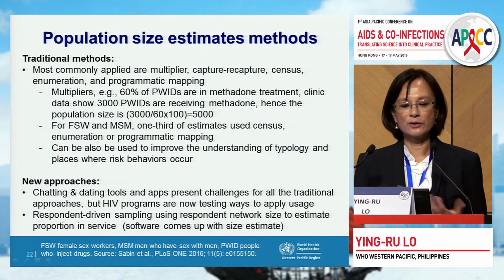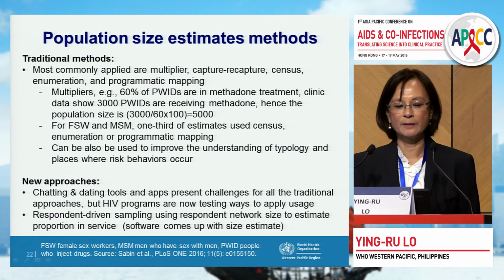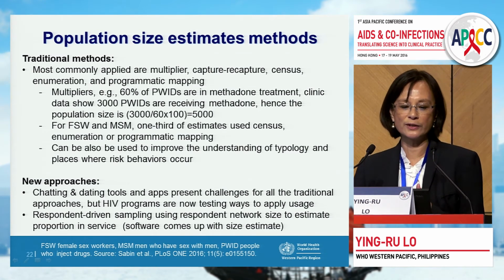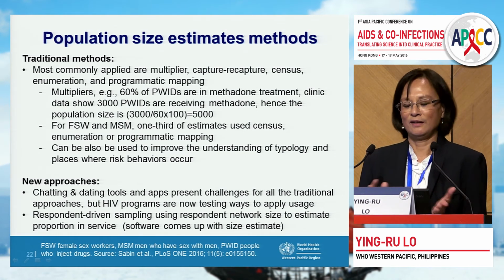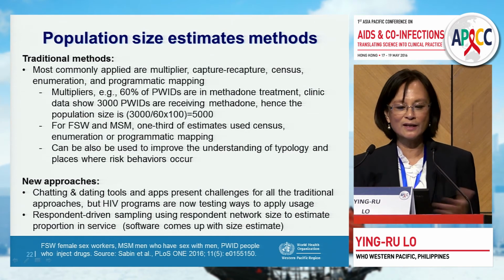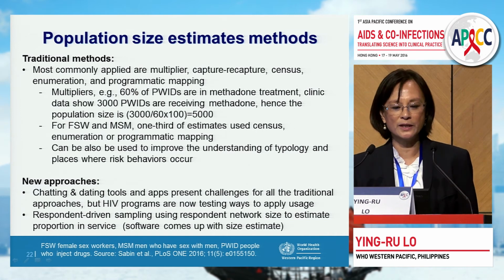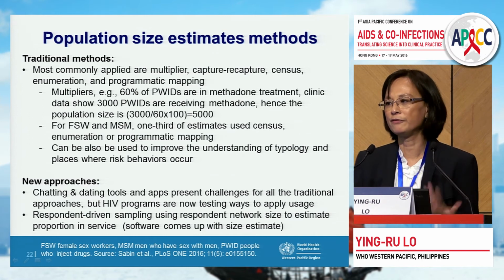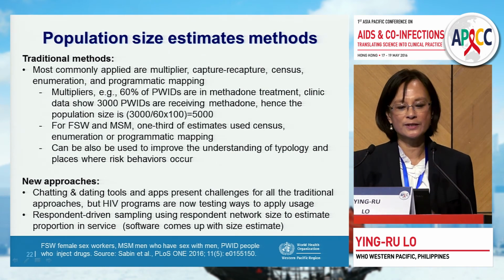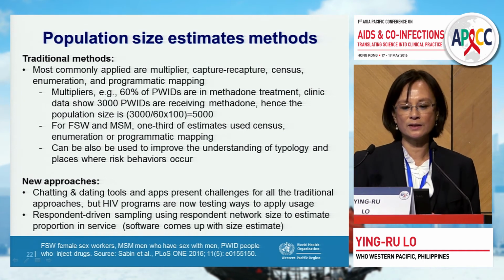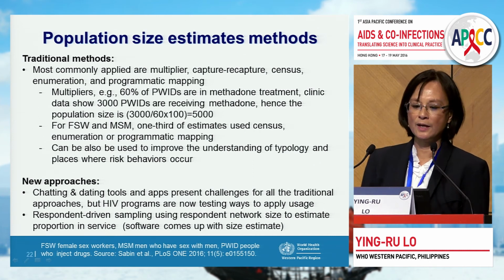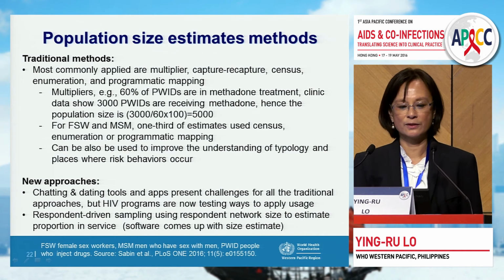So the traditional methods most commonly applied for population size estimates are multiplier, capture-recapture, census enumeration, and programmatic mapping. For those who are medical doctors or clinicians, the multiplier method looks at how many, for example, injecting drug users you have in methadone treatment. If you say 60%, and your clinic data show you have 3,000 clients who have received methadone, you estimate the population size by dividing the 3,000 by the percentage, and you have about 5,000. That's the estimated population size. So this is how the data are generated. For female sex workers and MSM, one third of estimates used census enumeration and programmatic mapping. And these kinds of methodologies can also be used to improve the understanding of the typology and places where risk behaviors occur.